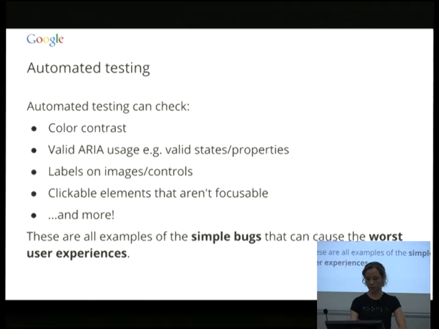Labels on images and controls, we can check whether an image has an alt tag, things like that. Clickable elements that aren't focusable. So this would represent something which is handling a click event but not handling a keyboard event, or at least not able to take keyboard focus, and a few other things. So what these have in common is that these are the simple bugs that can cause the worst user experiences.